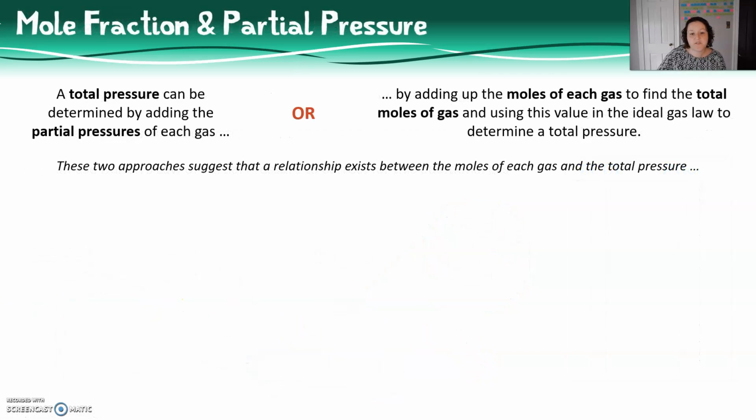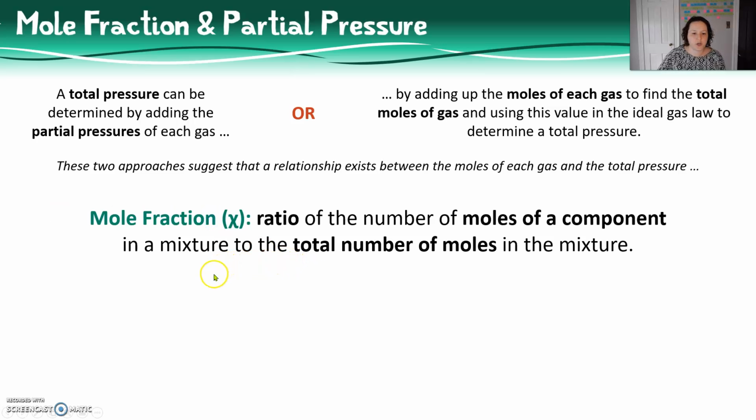Finally, the two approaches for calculating total pressure also suggest another mathematical relationship between the moles of each gas and the total pressure. For this, we introduce a new term called the mole fraction, which represents the ratio of the number of moles of a component of a mixture to the total number of moles in the mixture. Mole fraction is given the Greek symbol chi and is another example of a way of expressing concentration since it represents the amount of a component divided by a total representing the mixture.